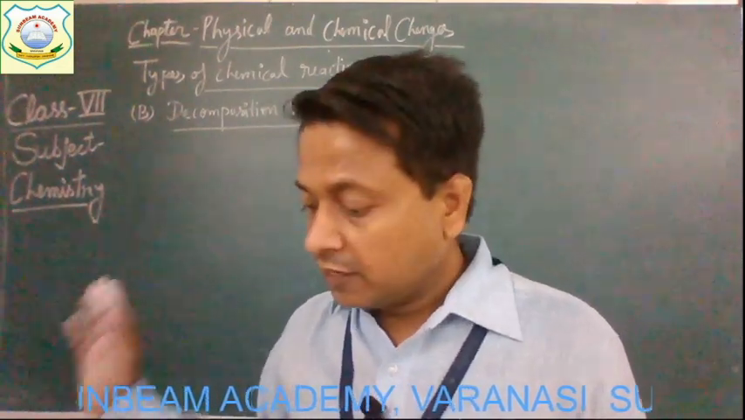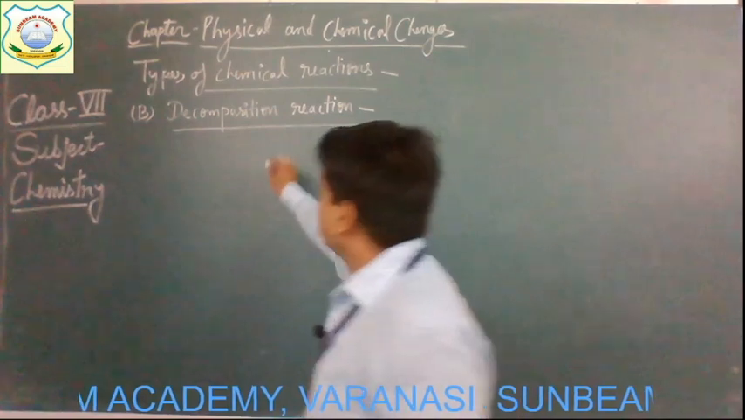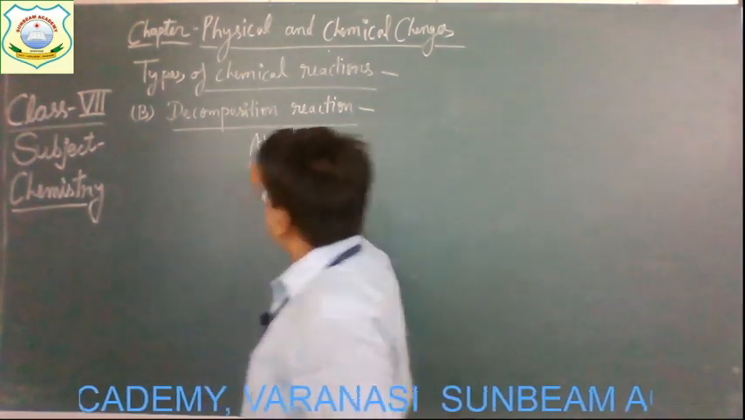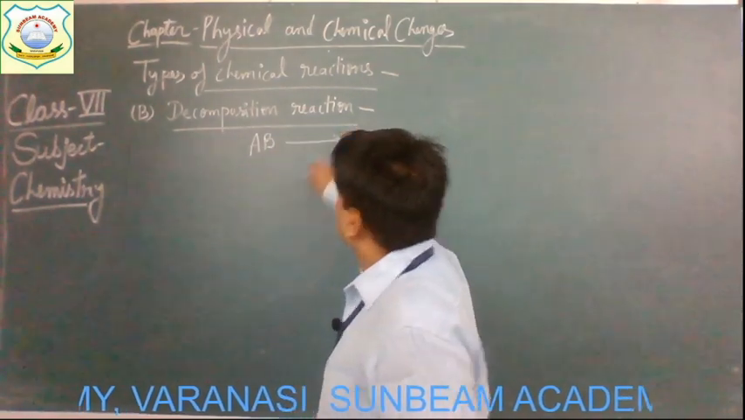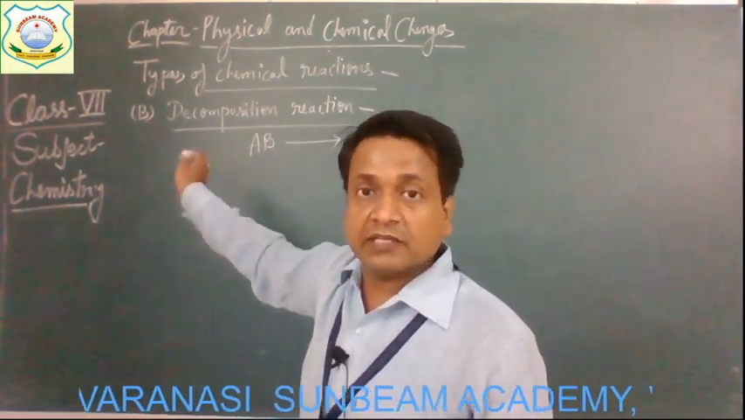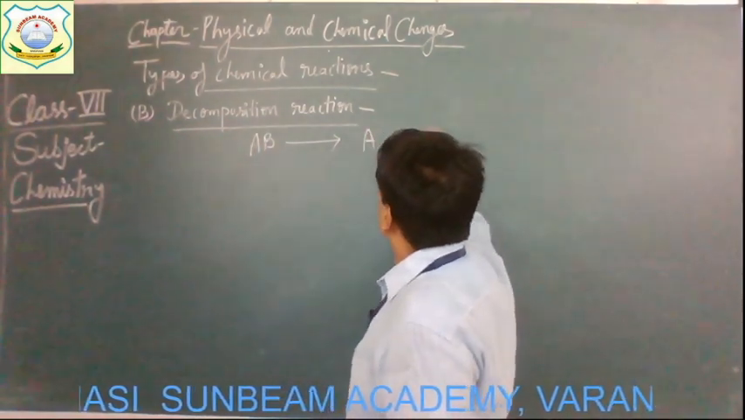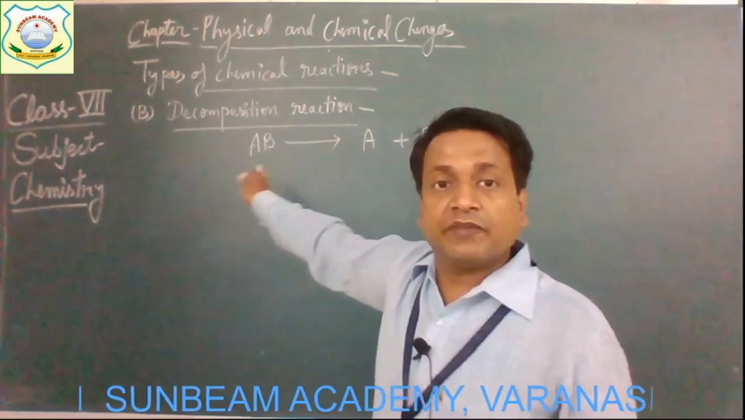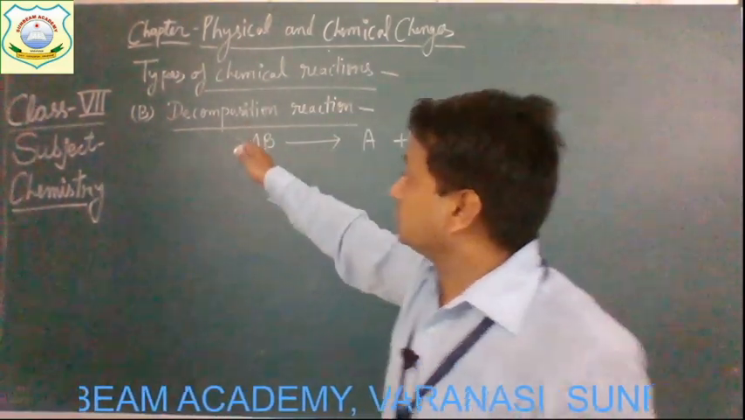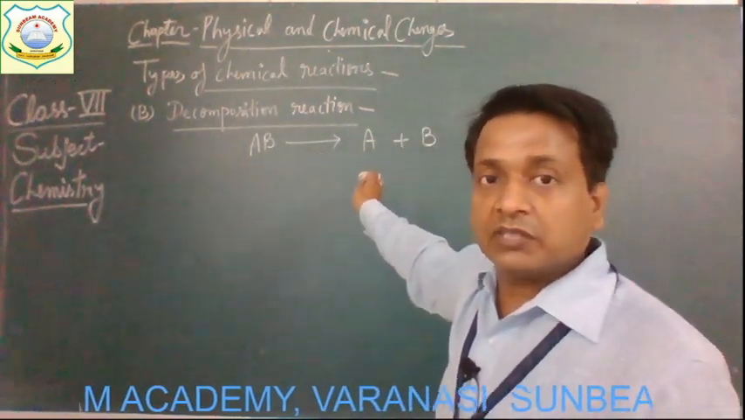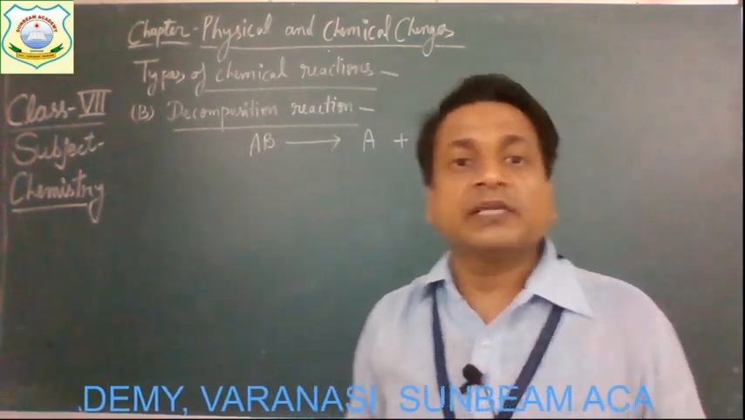So simply we can write the decomposition reaction as AB. Suppose this is a compound, and after the chemical reaction it is going to break into its different constituents, that is A plus B. So this is the general chemical equation of a decomposition reaction. Now let us take some examples.